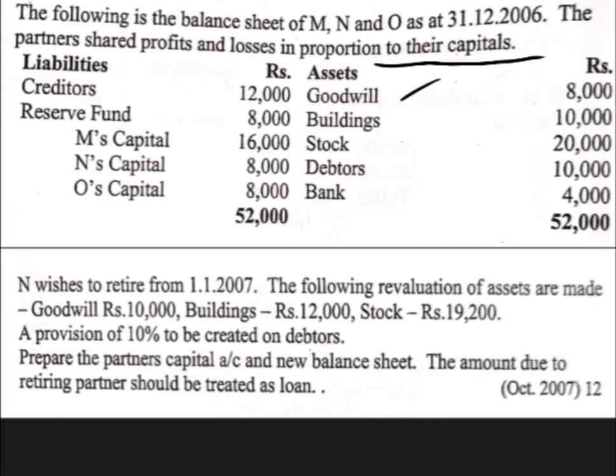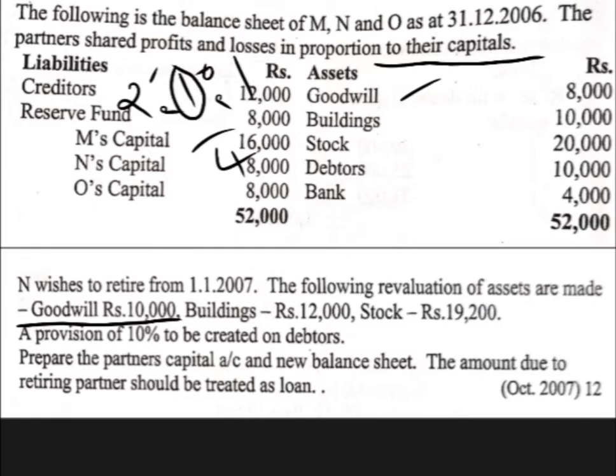So the entry would be all partners capital account debit to goodwill account, and this 8,000 will be written off in 2:1:1 ratio. Then what is the other goodwill adjustment required? Here it is given that the goodwill is revalued at 10,000, but we are not going to show the adjustment with regard to 10,000. We are going to take only the retiring partner's share in the revalued figure. So what is the retiring partner's share here? If we take 2:1:1, his share is 1/4. So we have to calculate his share in the revalued figure. So 10,000 into 1/4, which comes to 2,500. So only with regard to 2,500 out of this 10,000, we are going to show the goodwill adjustment.